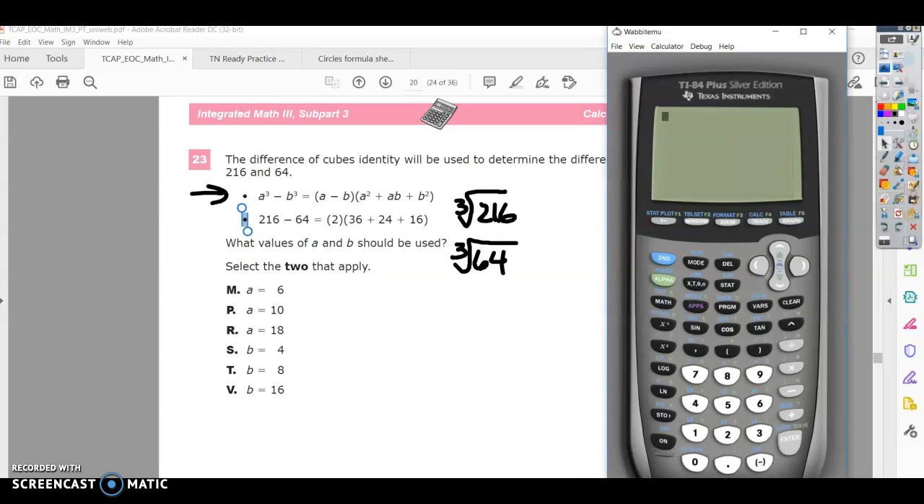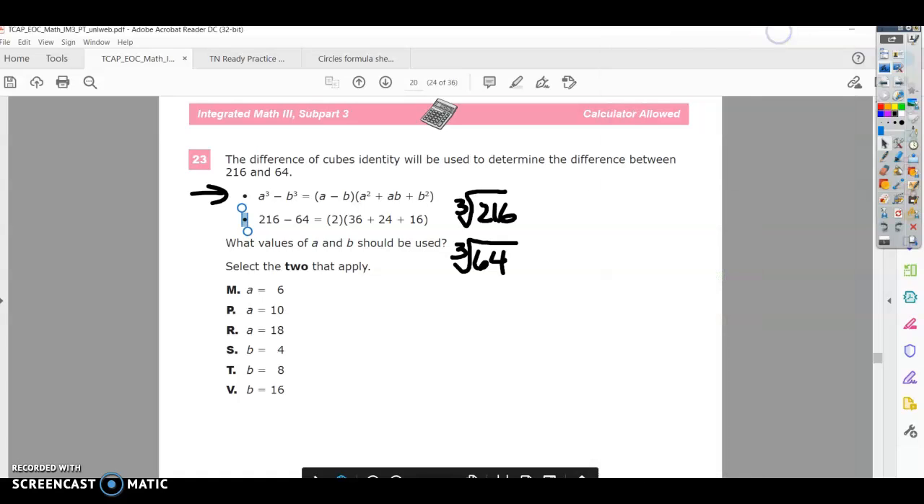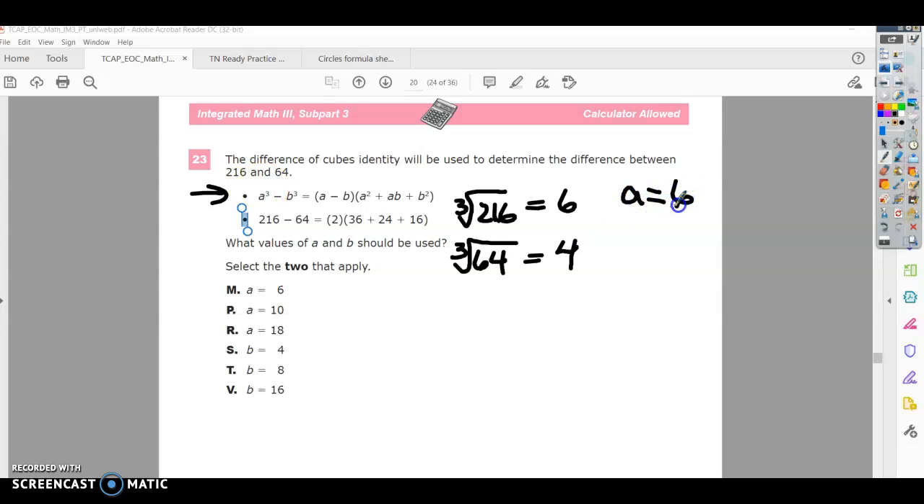So if you pull up your calculator and you go to Math, and you scroll down to number 4, and you can do the cube root of 216. And then we can also do the cube root of 64. So this tells us that our cube root is 6 and 4. Now, let's see if that makes sense. So that would mean our A equals 6 and our B equals 4.